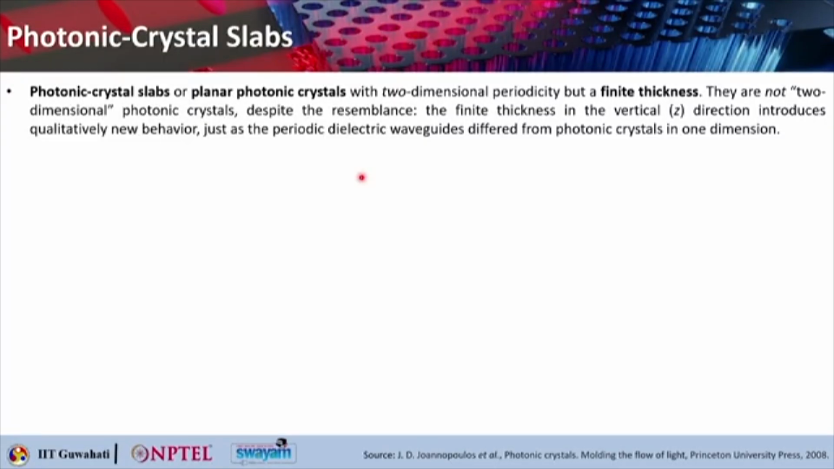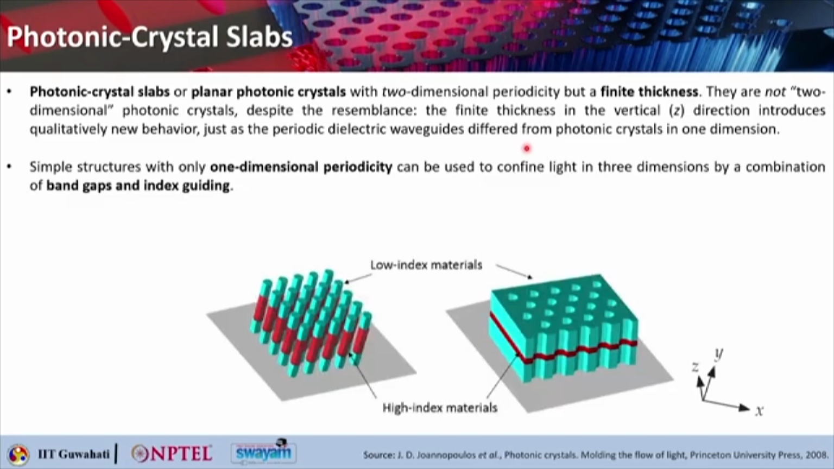So what are photonic crystal slabs? Photonic crystal slabs, or you can say planar photonic crystals, have two-dimensional periodicity, but there is a difference. They have finite thickness. So they are not typically two-dimensional photonic crystals despite the resemblance. The finite thickness in the vertical or z direction introduces a qualitatively new behavior, just as, for example, periodic dielectric waveguides differ from photonic crystals in one dimension.